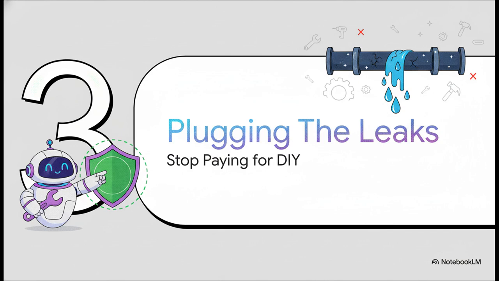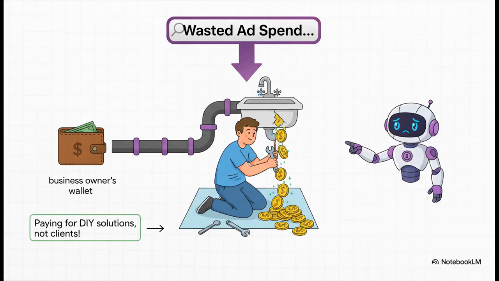Okay, so how do we start plugging these leaks? Well, the very first step is to get super aggressive about who you don't want seeing your ads. For a service business like a plumber, that means cutting out all the do-it-yourselfers immediately. Every time somebody searches for how to repair a leaky faucet and your ad shows up, you are paying to fund their weekend DIY project.